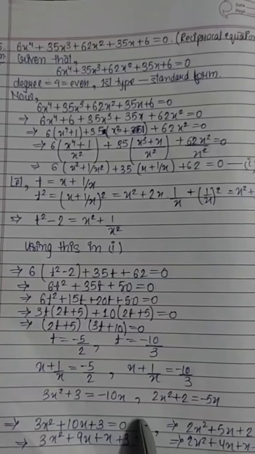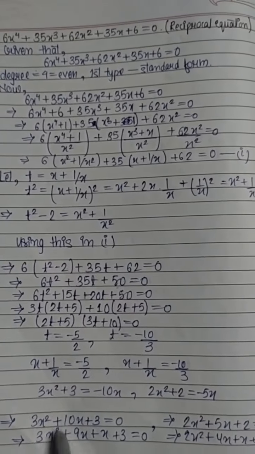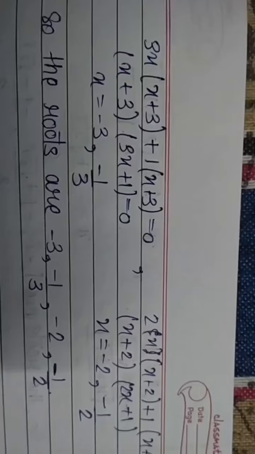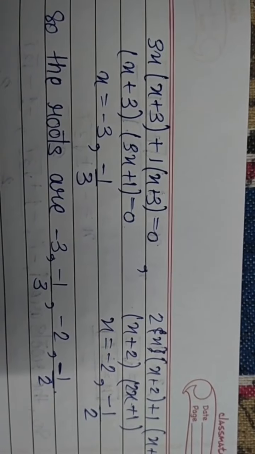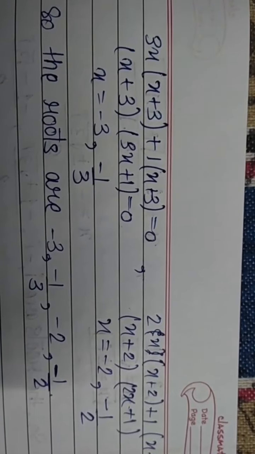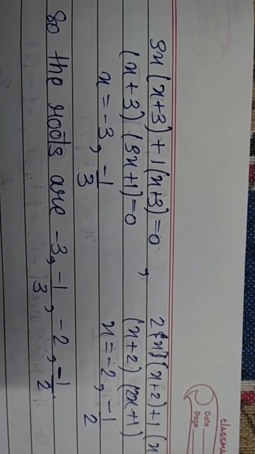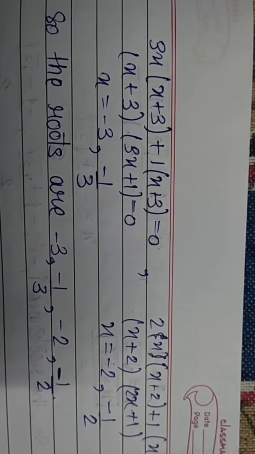Using this in equation first, we will get t equal to minus 5 by 2, t equal to minus 10 by 3. And now while performing some calculation, we will get two equations, which are 3x square plus 10x plus 3 equal to 0, 2x square plus 5x plus 2 equal to 0. Now from these two equations the roots are x equal to minus 3 and minus 1 by 3, x equal to minus 2 and minus 1 by 2. So the roots are minus 3, minus 1 by 3, minus 2 and minus 1 by 2.